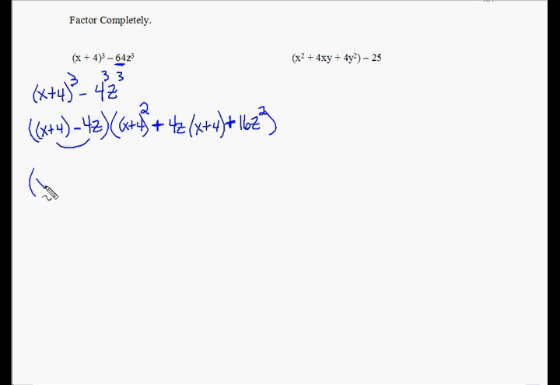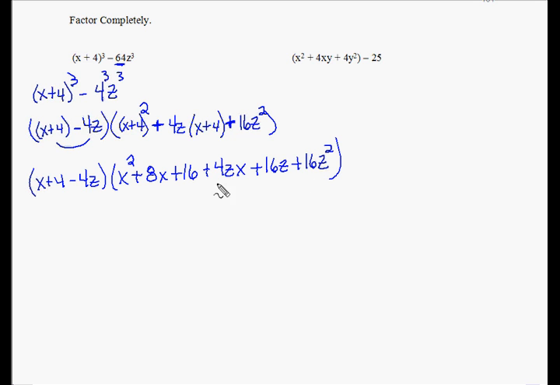Now in the back of the book, when you go to look at this answer, they'll clear out all the parentheses. They'll make this look as good as possible. So if you remember how to multiply out an x plus 4 squared, do not distribute the exponent, but you will get x squared plus 8x plus 16 plus 4z x plus 16z plus 16z squared. So the answer in the back of the book clears out all of the parentheses.